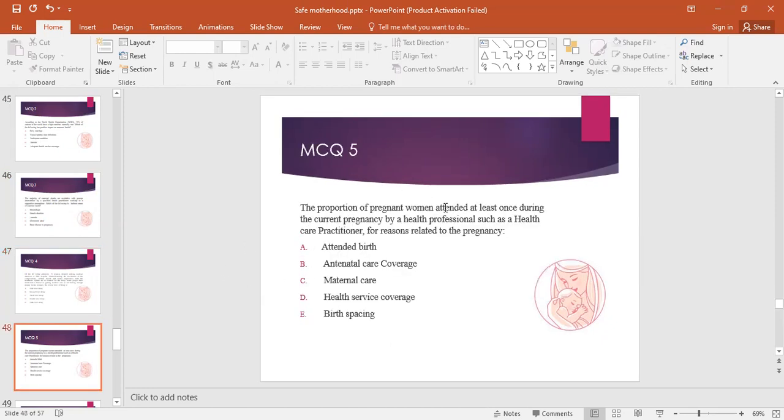The proportion of pregnant women attended at least once during the pregnancy by a health professional such as healthcare practitioner for reasons related to the pregnancy: attended birth, antenatal care coverage, maternal care, health service coverage, or birth spacing. B is the right answer, antenatal care coverage.